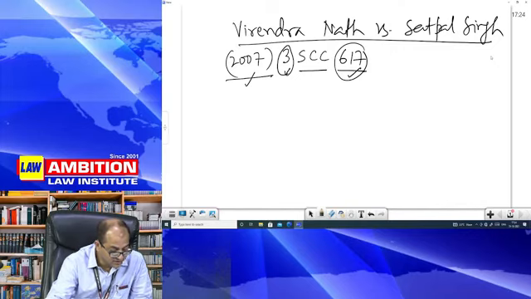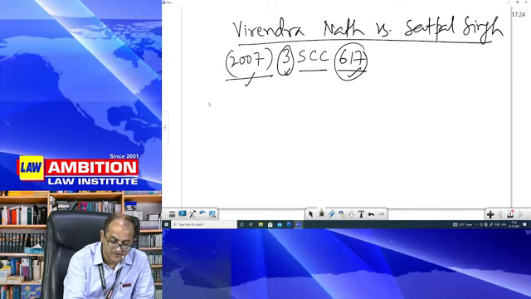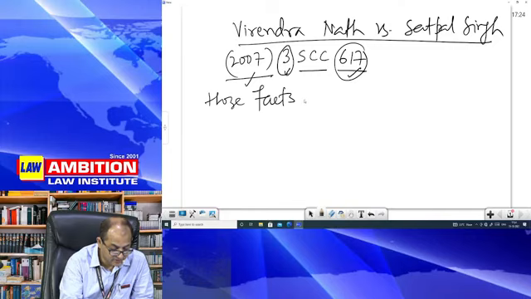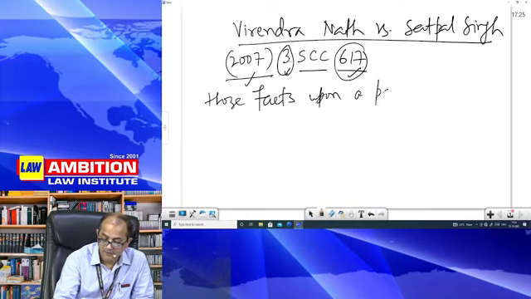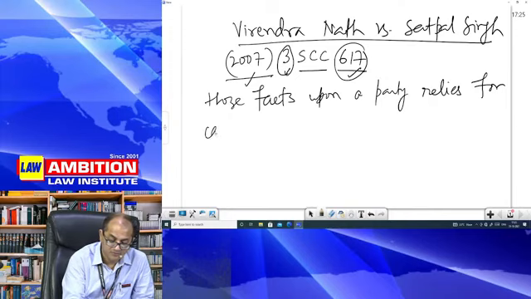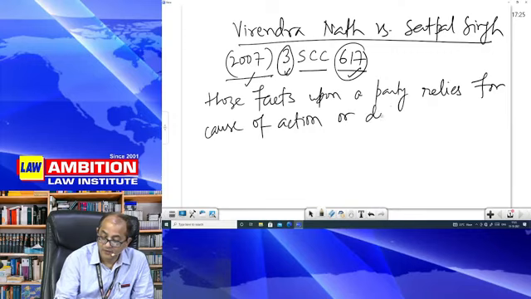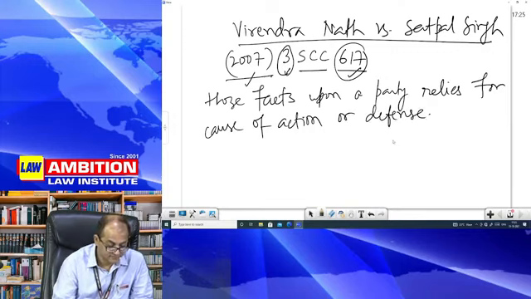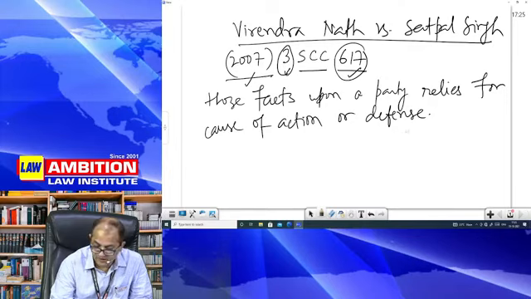Now it says, material facts may be said to be those facts upon which a party relies for cause of action or defense. Defense is written both ways, S, E and C. In other words, the material facts are facts upon which the plaintiff's cause of action or defendant's defense depends.